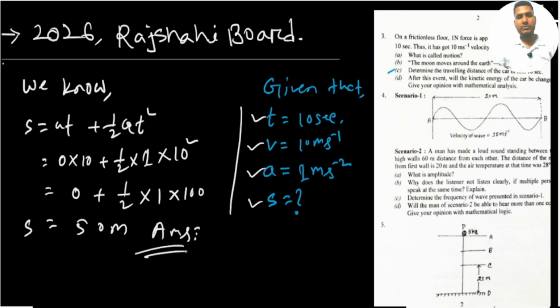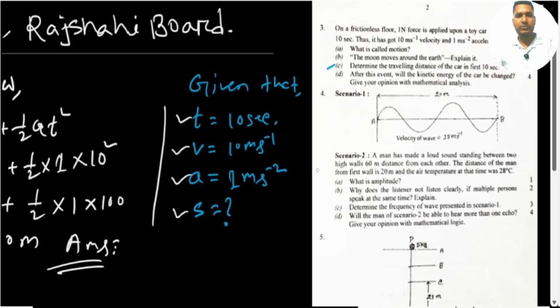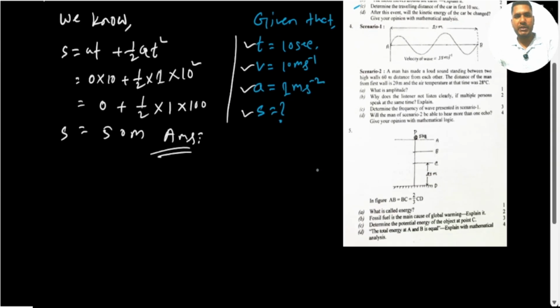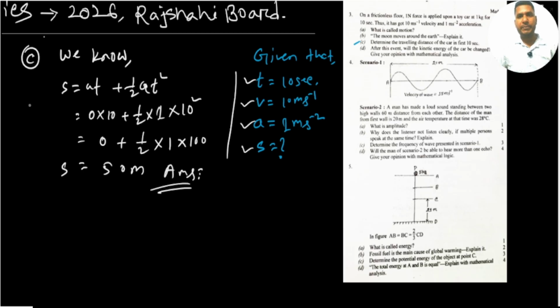So easy. This one was so easy. And what is the second one? The second question is, after this event, will the kinetic energy of the car be changed? Okay, it's also an easy question for you, I know. Now we will solve the second one. This was the C, and D will be what is given here.